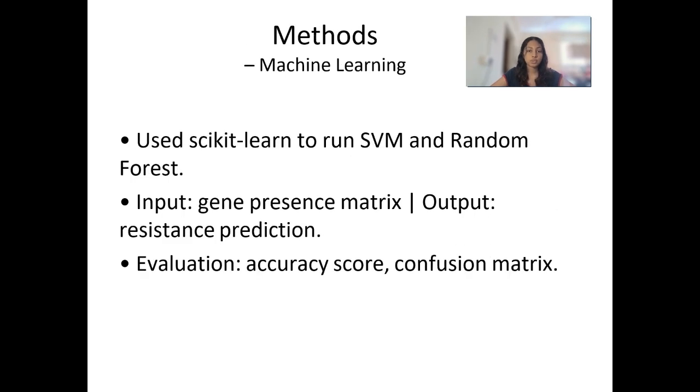Third, machine learning. Using the scikit-learn library in Python, I applied two machine learning models: SVM, or support vector machine, which finds the optimal boundary between resistant and non-resistant strains, and a random forest, which creates multiple decision trees and identifies which genes are most useful for classification. After training the models on the dataset, I tested their performance using metrics like accuracy score and confusion matrix. This allowed me to evaluate how well the models classified resistance based on gene data.